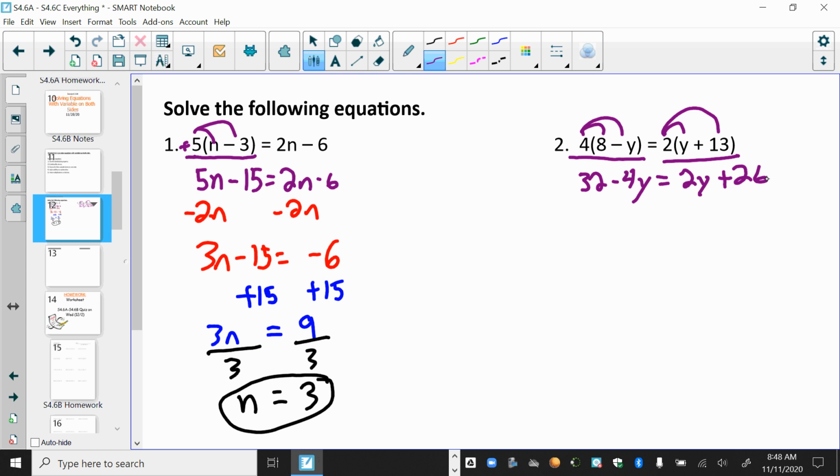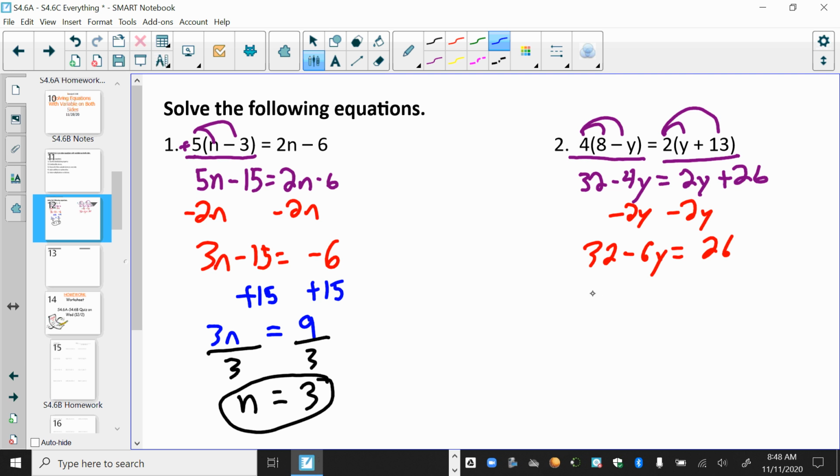All right. Green. Do I have any like terms? No like terms on the left side, no like terms on the right side. We're doing good there. Next, move our variable. I want to go right to left again because I have both kinds of terms on both sides. So I'm going to do minus 2y and minus 2y. All right, so we have 32 minus 6y equals 26.